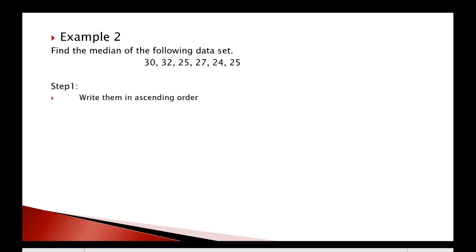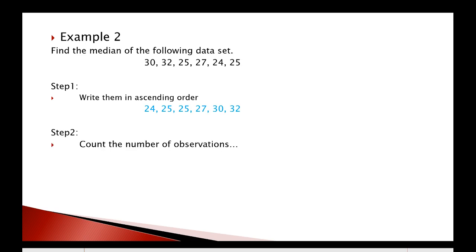Let's move on to another simple example. In this example, we have 30, 32, 25, 27, 24, and 25 as our data set. And you can clearly see that it is not in order. So the first step is to write them in ascending order. So you would have 24, 25, 25, 27, 30, and 32.